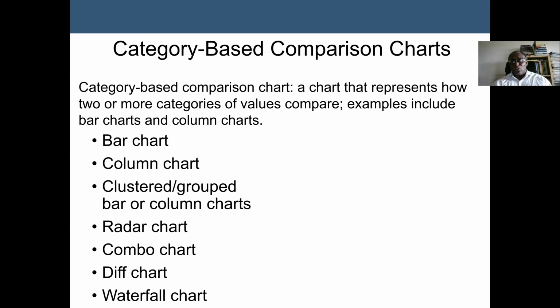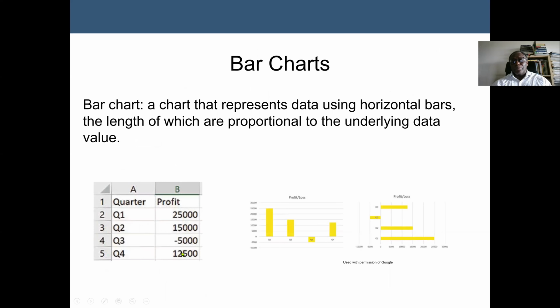There's no way we can use a line chart for that. So a very good chart would be either the bar chart or column chart. Also radar chart, combo chart, difference chart, waterfall chart. These are all again category-based comparison charts. It's normally a chart that represents how two or more categories of values compare. Examples include a bar chart and column chart.